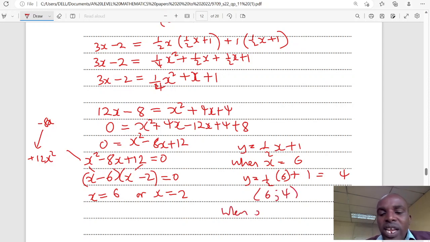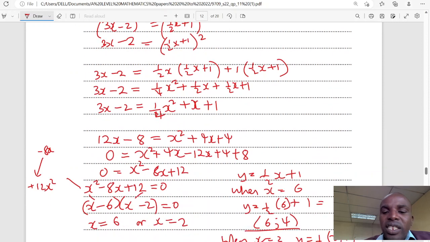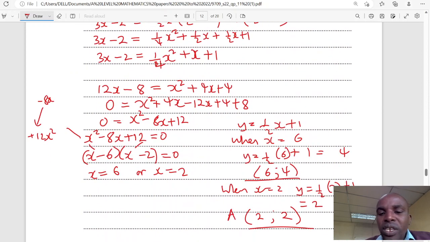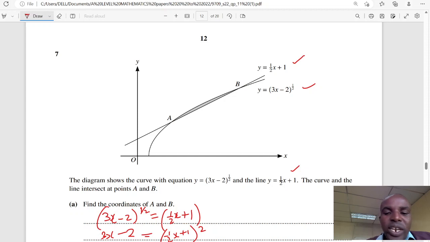Then you can say when x is equal to 2, then y is equal to half times 2 plus 1. So it will be 1 plus 1, which is 2. We have another coordinate, (2, 2), like this. So these are the coordinates of A and B. So A is this one, actually, (2, 2). Then B is (6, 4). Done. Next question.